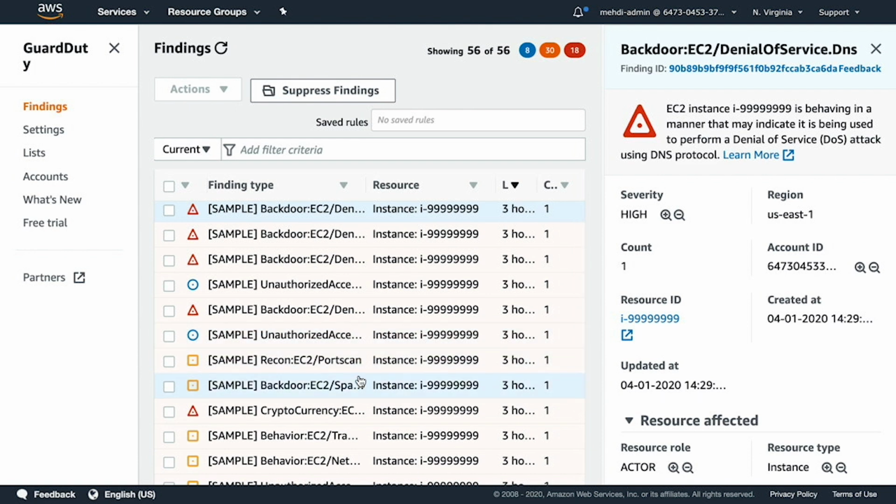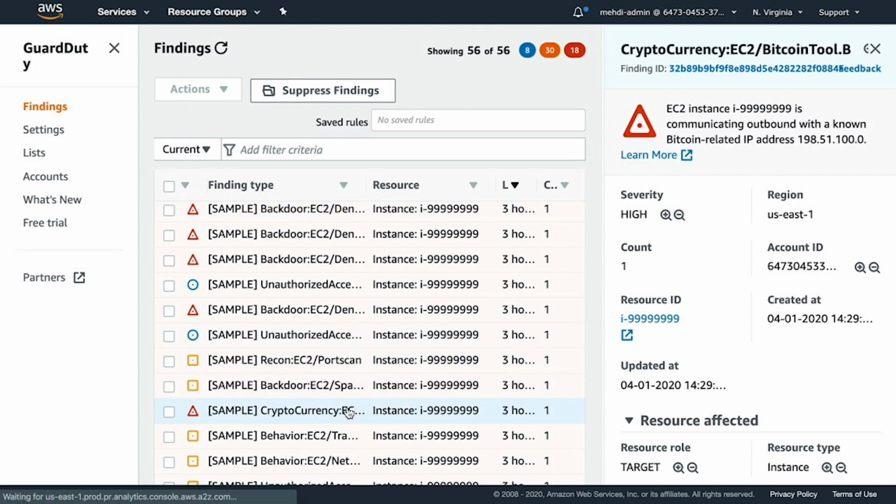Let's take a look at another type of attack. Here's something similar. So this is a cryptocurrency Bitcoin mining tool that may be on one of my EC2 instances. So GuardDuty has identified that as anomalous activity, and it's communicating with some outbound entity, which is a known Bitcoin related IP address. So that's kind of how GuardDuty has identified it. And again, this indicates that that instance may have been compromised. So it's definitely a high severity incident that needs to be researched right away.